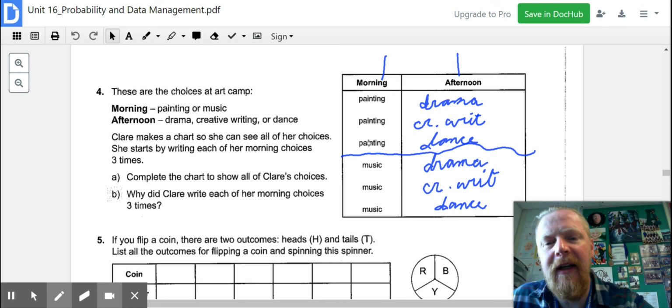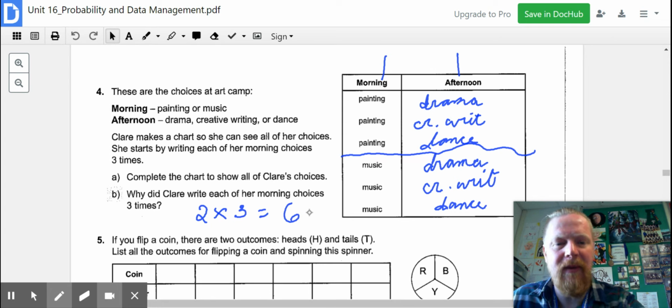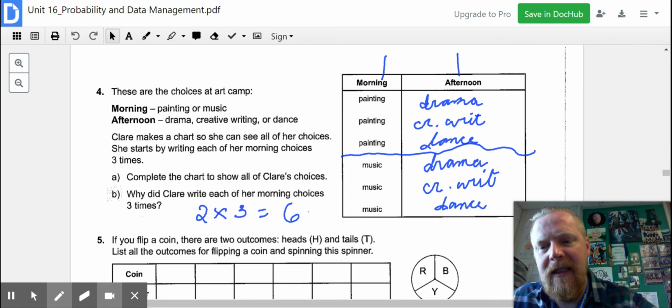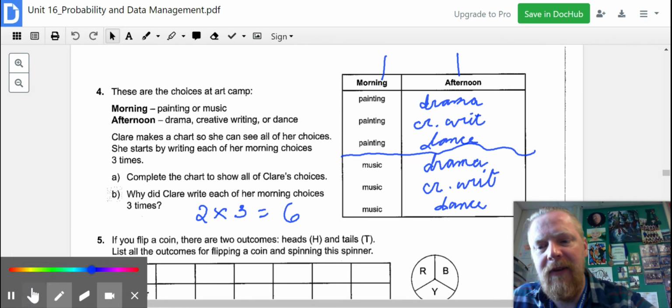Okay. Now, again, the total number of branches is 2 options in the morning, 3 options in the afternoon, 6 different outcomes possible. Okay. I want you to do number 5 on your own. That looks like an easy one where we're doing a coin flip and a spinner. I better do number 6 with you because I found that one a little confusing.